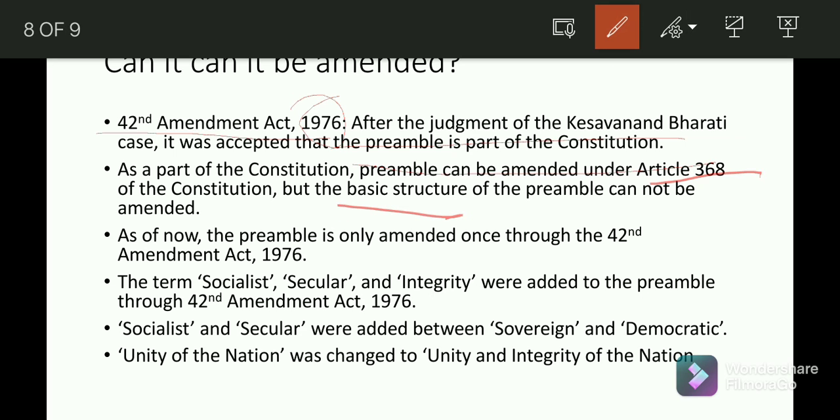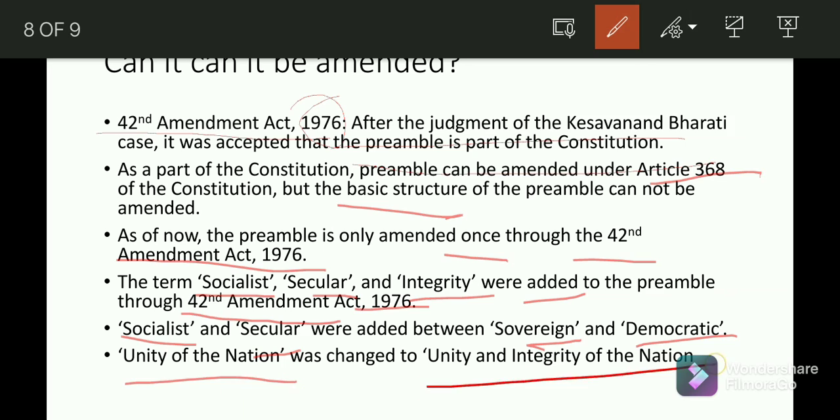The basic structure, the major things, cannot be amended. So the preamble has been amended only once, in the 42nd Amendment Act 1976, and the terms socialist, secular and integrity were added in the 42nd Amendment Act 1976. Socialist and secular were added between sovereign and democratic, and unity and integrity of the nation.